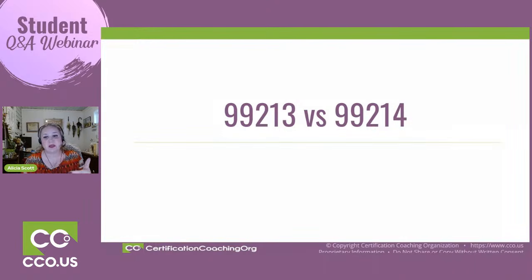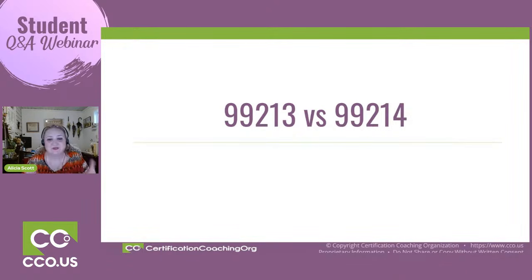So we're going to compare 99213 and 99214. The way we're going to do that is we're going to look at the two as they're described in the manual, and then we're going to look at the coding clinics that are out there for both 99213 and 99214. After that, we're going to look at the coding clinic examples that are given, and I'm going to unpack why they are answered the way they are.